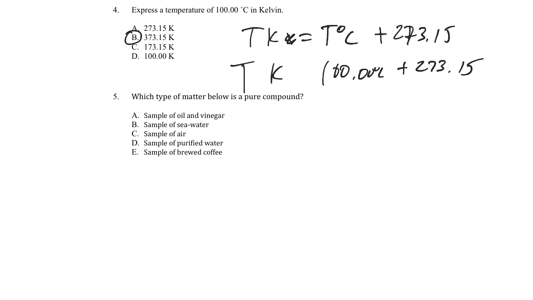Which type of matter below is a pure compound? Oil and vinegar, well, that's a mixture. Seawater, well, that's sodium chloride and other salts in water. Air, that's O2 and N2. Purified water, H2O, and coffee, obviously water and whatever makes coffee, so this is obviously a mixture. Okay, so the one that's a pure compound is obviously the purified water. It's a pretty easy question, I think.